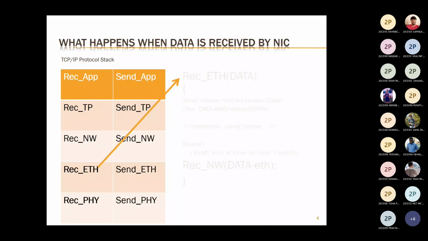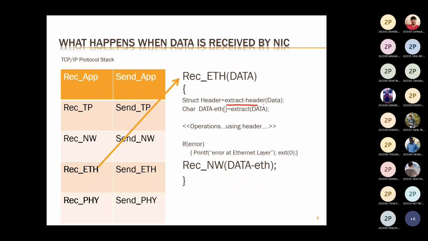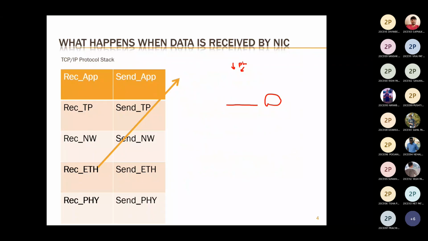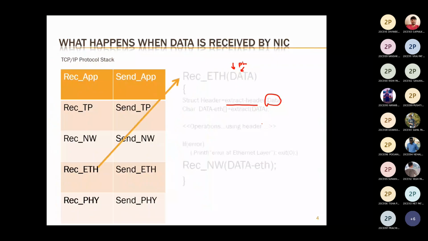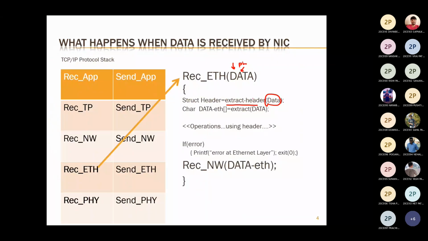The Ethernet header extracts the header part from the data received from the physical layer. This is physical layer data in terms of ones and zeros. The whole sequence of ones and zeros will be assigned to the Ethernet layer. The Ethernet layer will extract the header part and store it into a struct header.